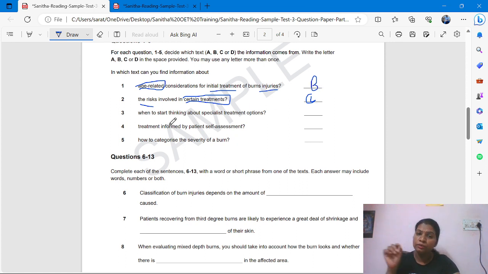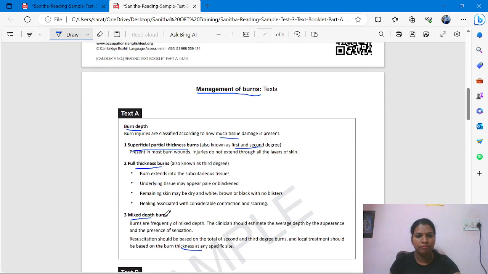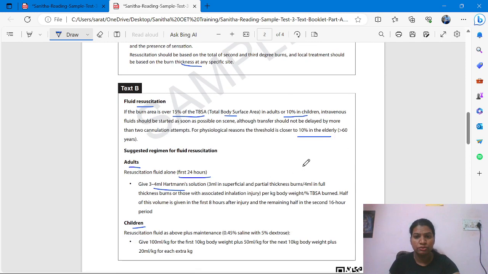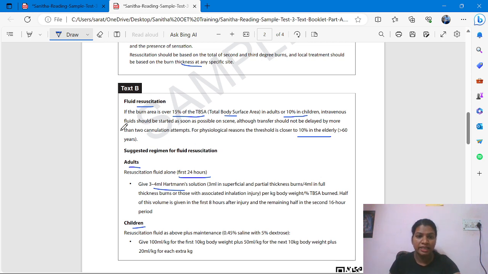Now, when to start thinking about specialist treatment options. First it is saying about burn management. Second is still saying fluid dosage. We have to check it here also. What is the question? When to start thinking about specialist treatment options. Here they are also saying about the fluid. We have to check it here, we have to skim fast. Is there anything they are saying about when to start?